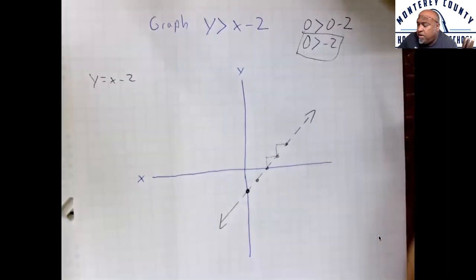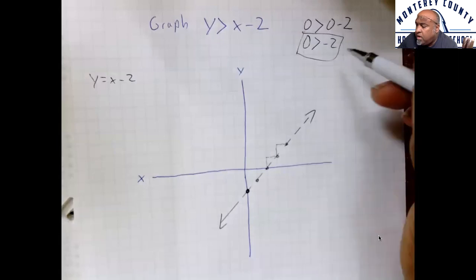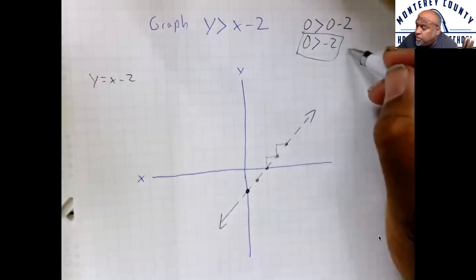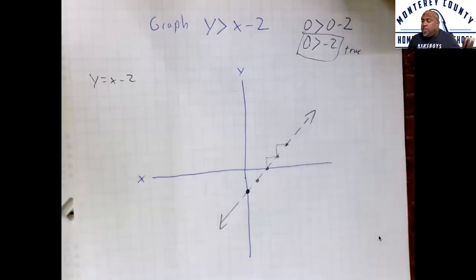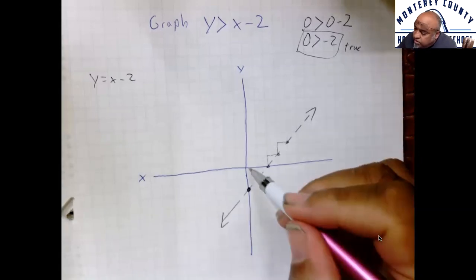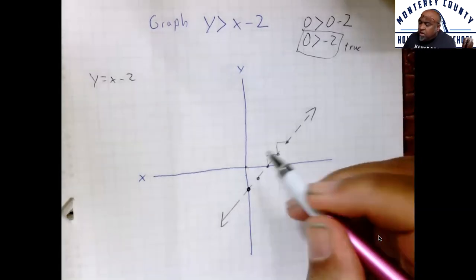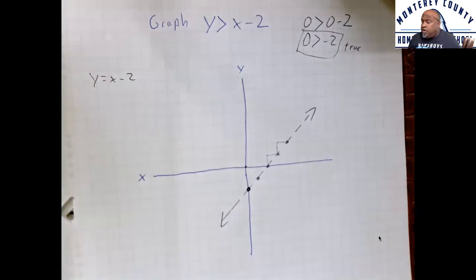Now I boxed it because that is true. So since that is true, the side of my inequality that has 0, 0 on it would be shaded. So let's take a look. 0, 0 is the center point of the coordinate plane.